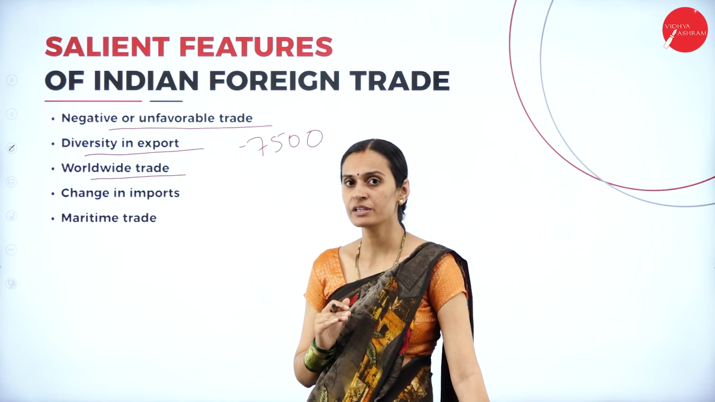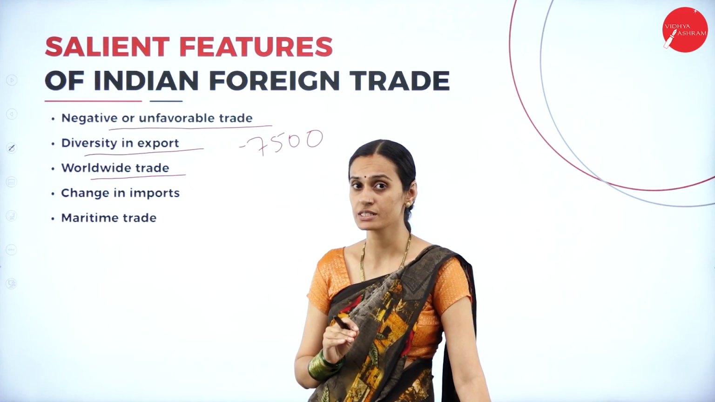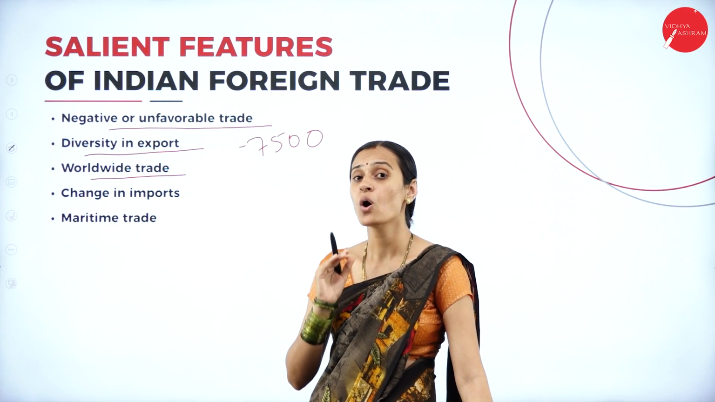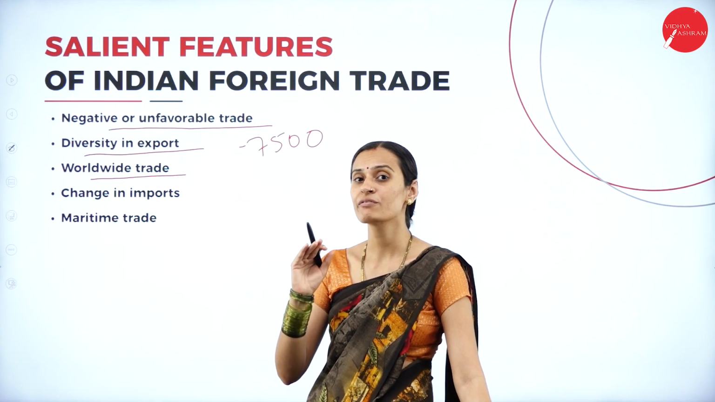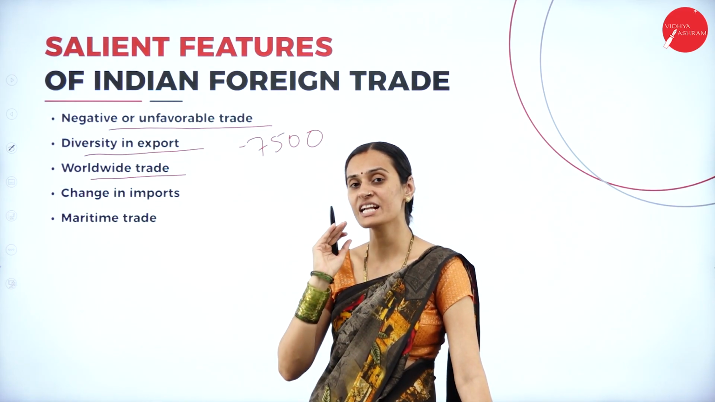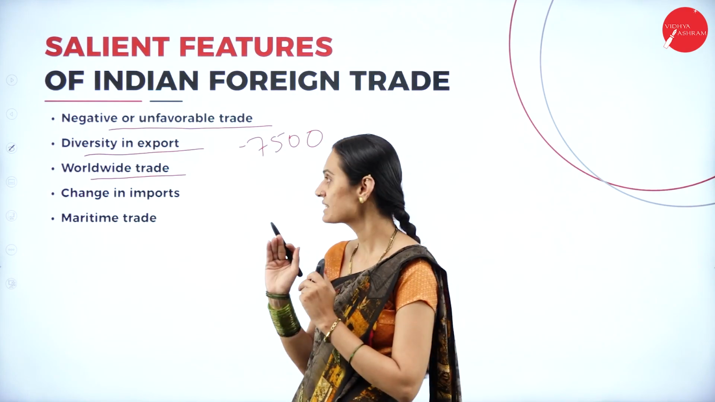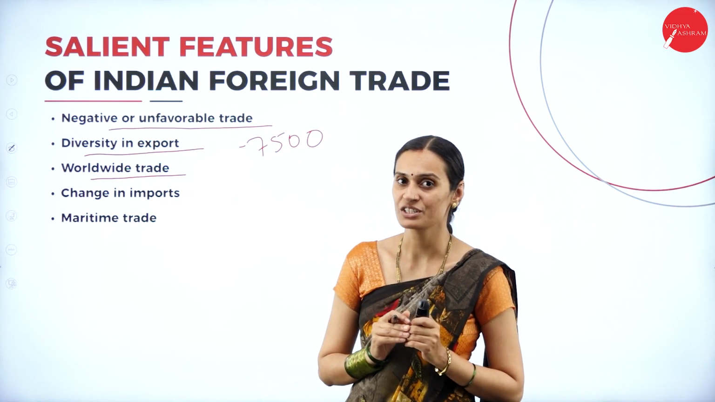During the independence period, we had contact with only Britain and some other countries. But at present, we have trade contact with more than 190 countries. We import from only 140 countries, and for export, we have contact with 190 countries in the world. This tells about the worldwide relationship between different countries.